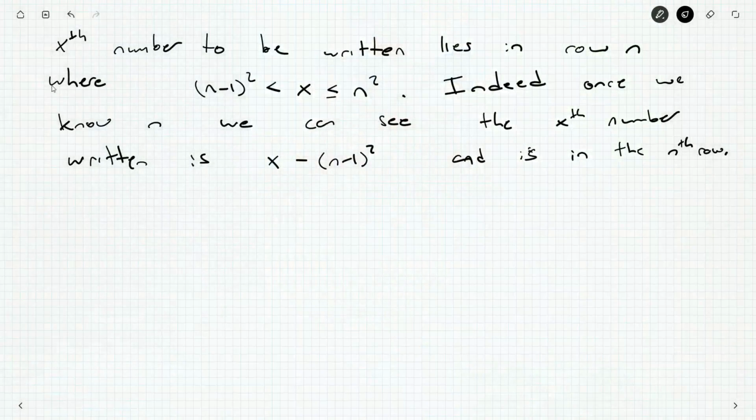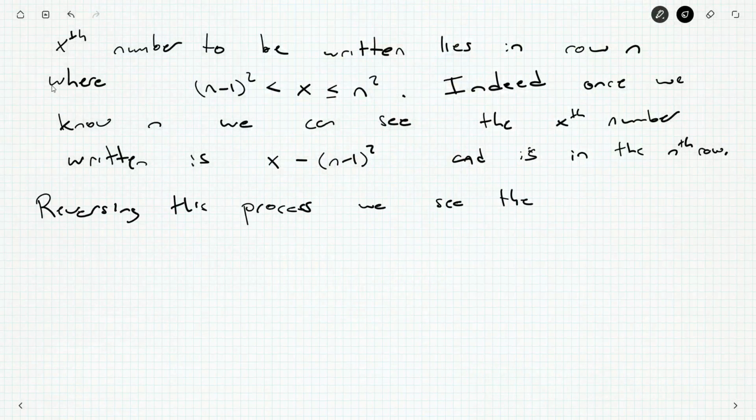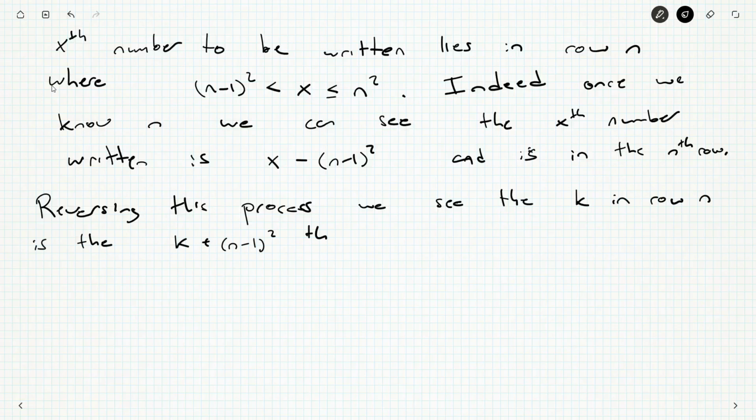Actually, I'll make that observation in case we need it, because it's a very quick observation. Reversing this process, we see the digit k in row n is the k plus (n minus 1) squared number. So the 7 in row 10 is the 7 plus 9 squared, so 81. So it's the 88th number written, for example. Assuming that there is a 7 in row 10. All right, and there will be.